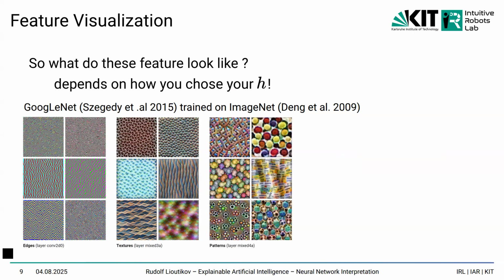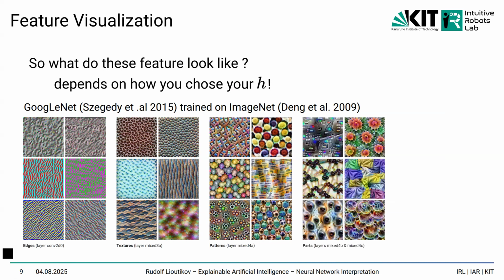Okay, so we have textures there. Later on, it becomes a bit more complex. We're going towards patterns. So we abstract from textures to something more structured, even more structured. And then what they coined parts. So this looks a little bit like what we have here, like could be whole flowers.